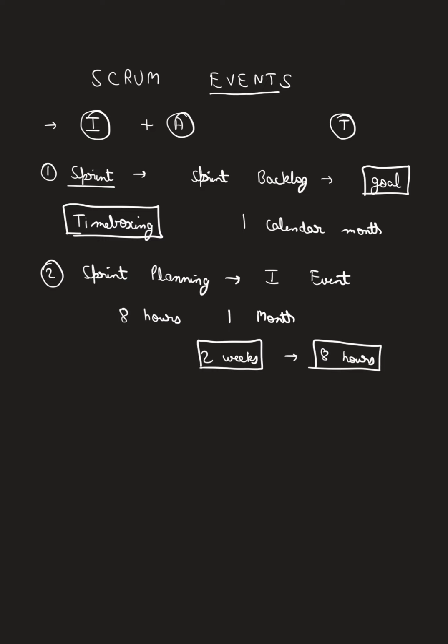You will need to keep this in mind. Your Scrum team discusses everything in this sprint planning. The Scrum team includes the Scrum Master, the product owner, and the developers. The product owner is the one who initiates and tells the sprint goal. Now, what is the next event? The next event is the daily scrum.